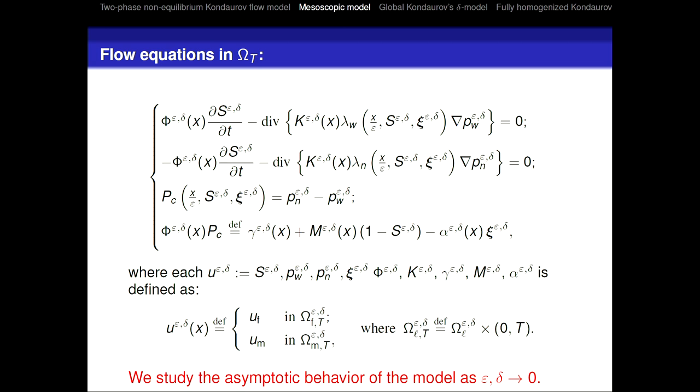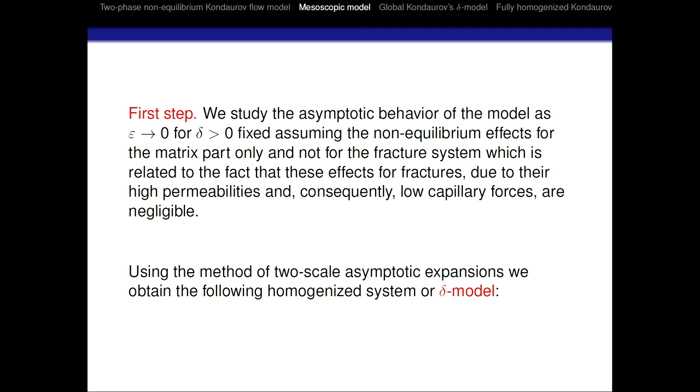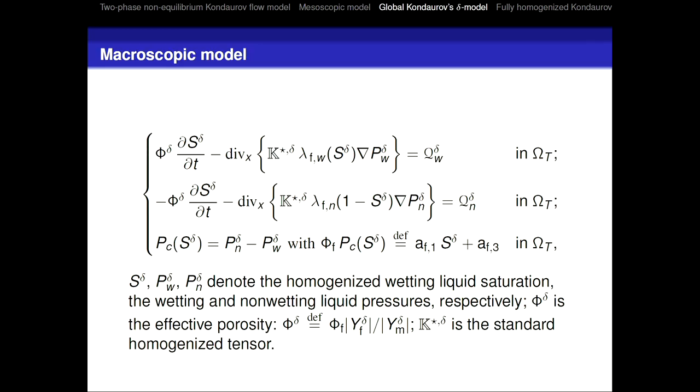Now we are going to study the asymptotic behavior of the solution to this model as epsilon and delta go to zero. The first step, we can show that the model admits homogenization, that is, we can pass to the limit as epsilon goes to zero, and we assume in addition that the non-equilibrium phenomena occur in the matrix block only, but not in the fissure part. Using the method of two-scale asymptotic expansions, we obtain the following homogenized, but delta model. Why delta model? Because all the coefficients depend on the parameter delta.